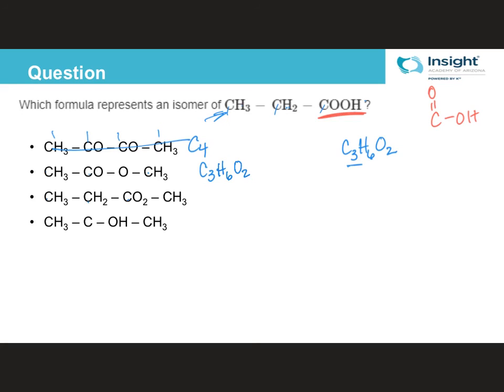Got 1, 2, 3, 4. Nope, C4 again, so that's not going to work. I've got 1, 2, 3. And then my hydrogens, I have 1, 6, 7, and only 1 oxygen. So the only one that has the exact same formula but different connections is B.